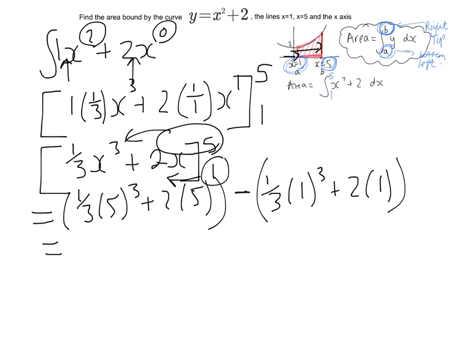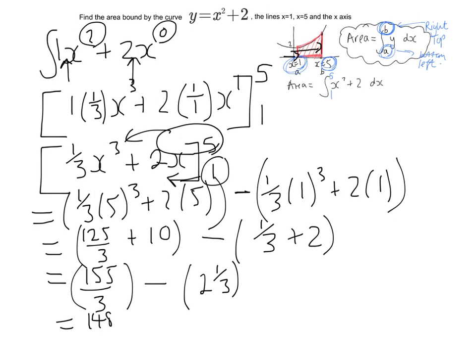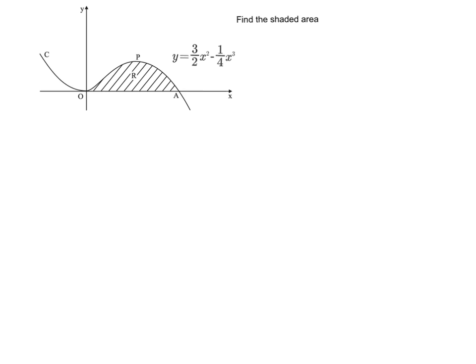Let's neaten that up. 5 cubed is 125, so 125 over 3, plus 2 fives are 10, that's the first bracket, minus 1 cubed is 1, so that's a third plus 2. I'm getting the first one out as 155 over 3, that's the first bracket, minus 2 and a third, which I think comes to 148 over 3. Okay, done.